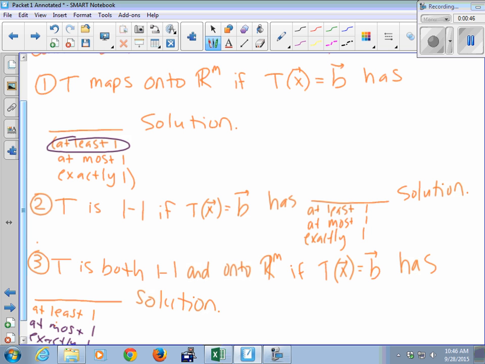Okay. So T is one-to-one if the solution to Tx equals b has at least one, at most one, exactly one. At most one, yeah. At most one, okay. And if you want it to be both one-to-one and onto, then that equation would have to have exactly one, because it would have to have at least one and at most one, so it would be exactly one.